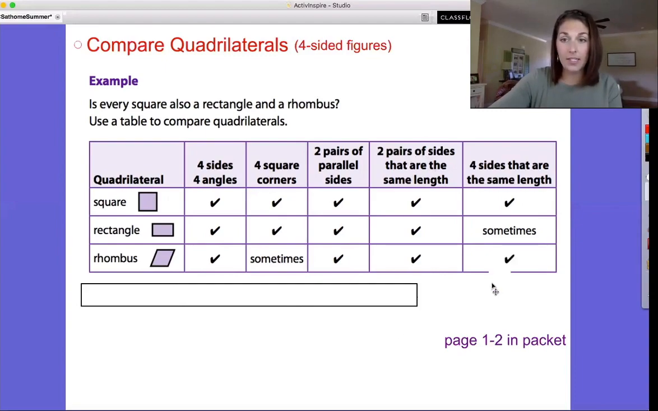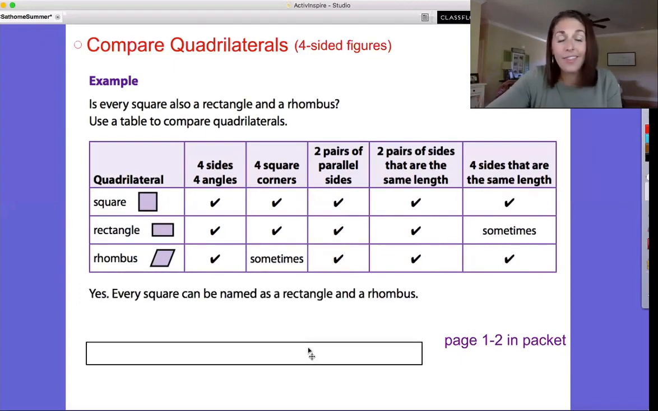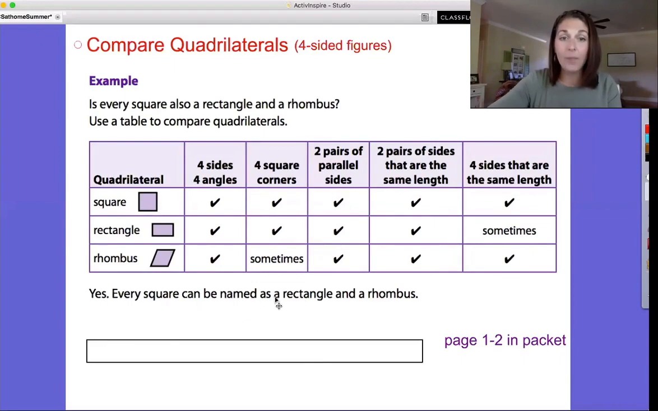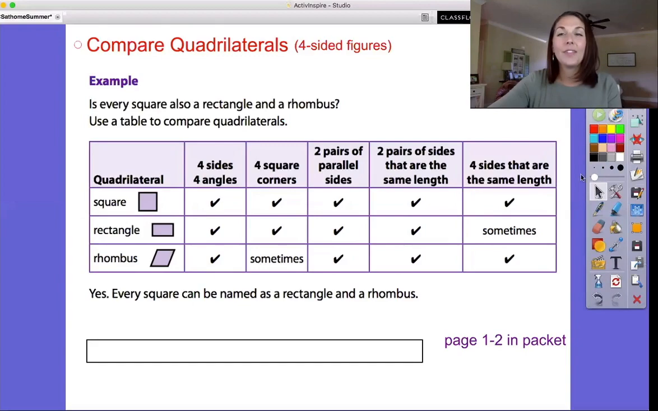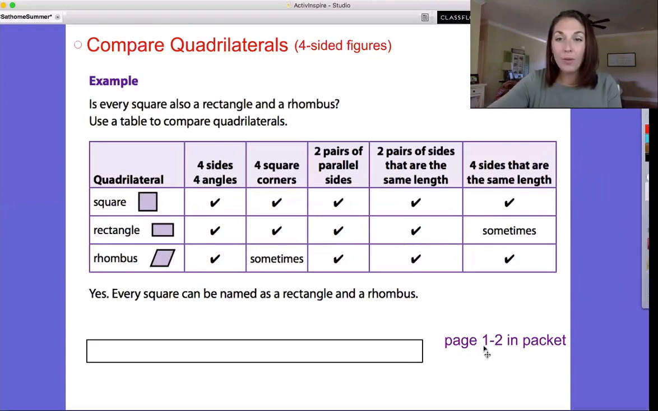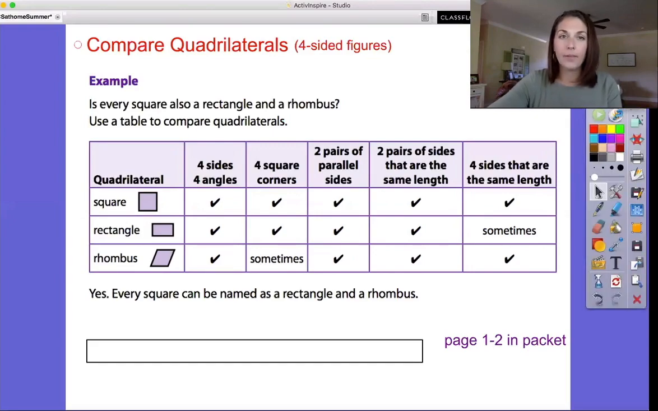So I can check this and this. So when looking at the table that we've completed, I'm now able to say that yes, every square can be named as a rectangle and a rhombus. So every square could also be classified, could be named as a rectangle and a rhombus. Okay, so this table will help you to complete page 1 and 2 in your packet, or the first 2 pages in your packet.